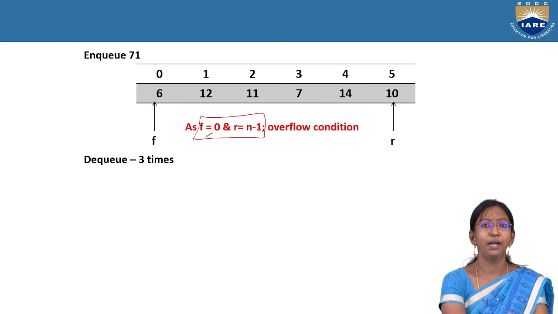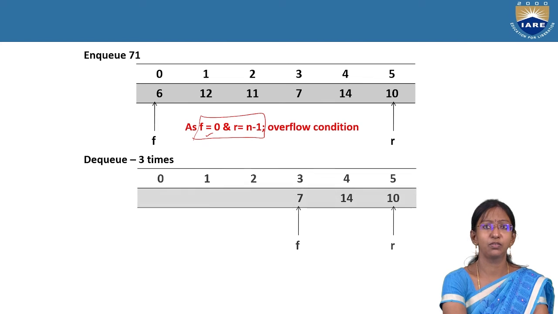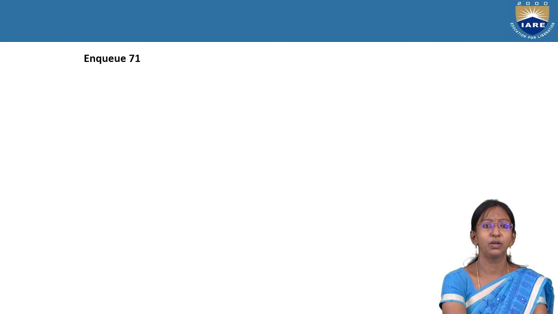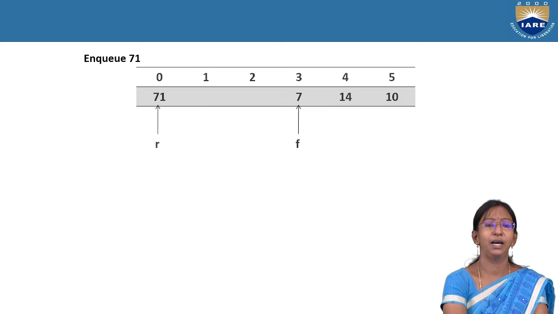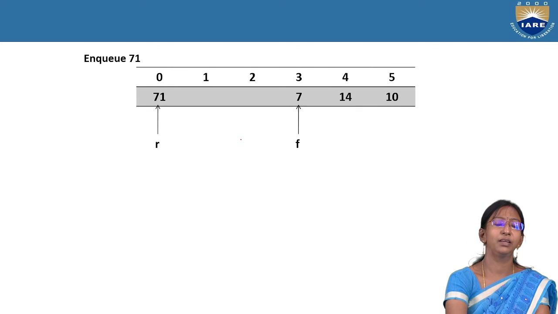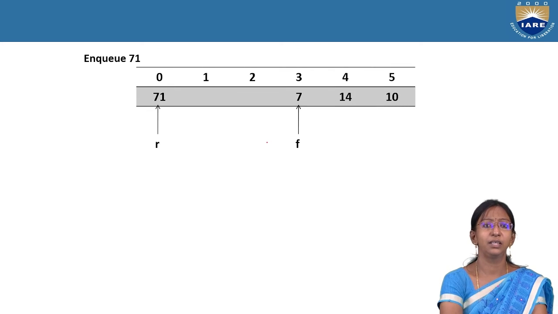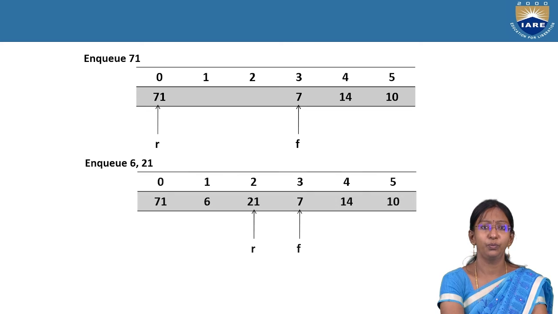Okay, so if I DQ 3 times, so 6, 12, 11 are deleted, and my front is pointing to 7. If I try to NQ now, as I said, rear will check whether the 0th index is empty or not. As it is empty, rear will be pointing to 0th index now, and 71 is inserted. Two more insertions, very good.